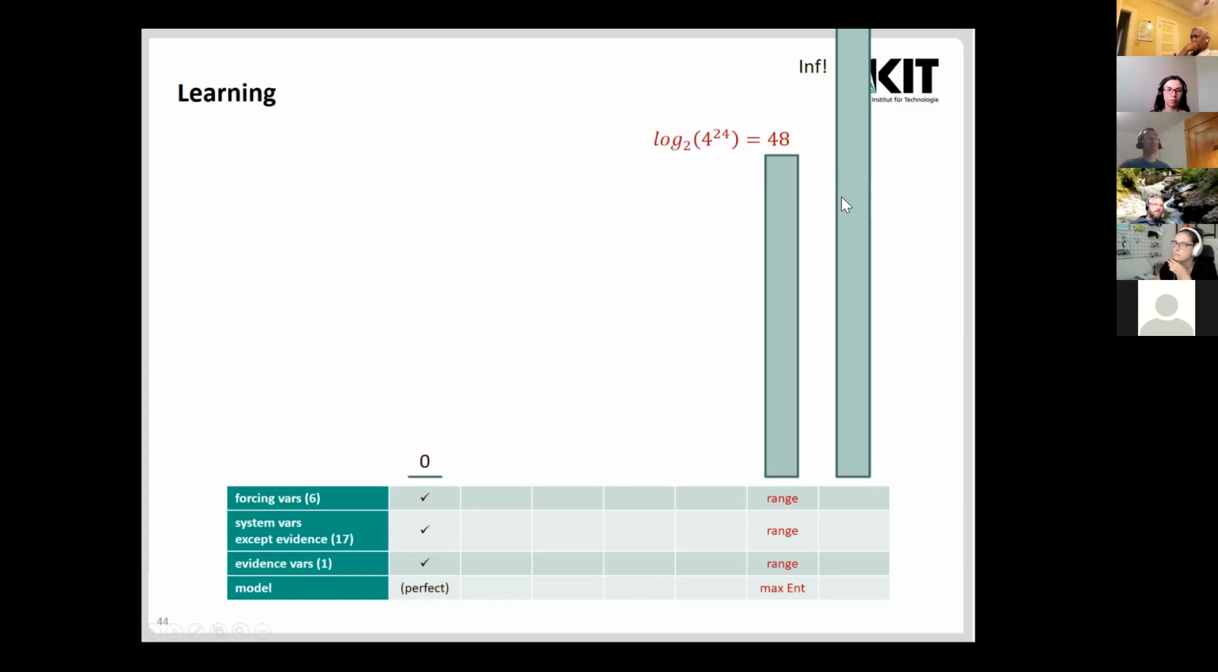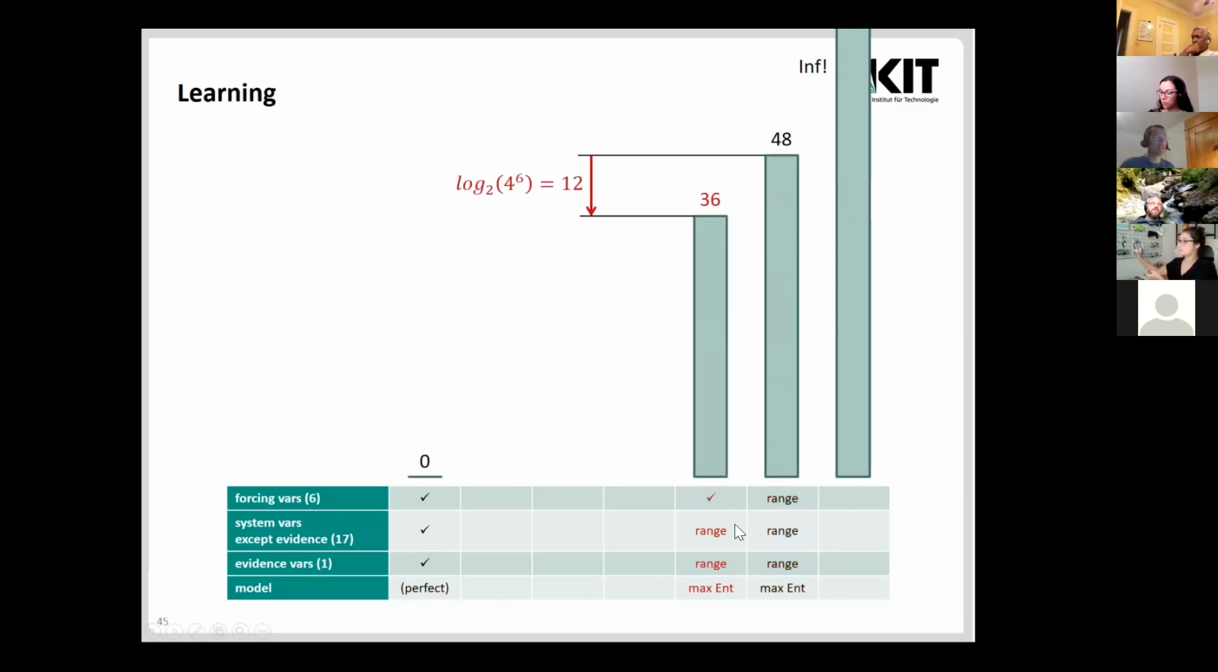Now, let's start from the other side. If I know only the value range for the forcing, the system variables, the variables I use as evidence, and I apply a maximum entropy model, then we'll see again, we're at this upper limit of 48 bits. Yeah, so coming from infinity, this is already quite a step.